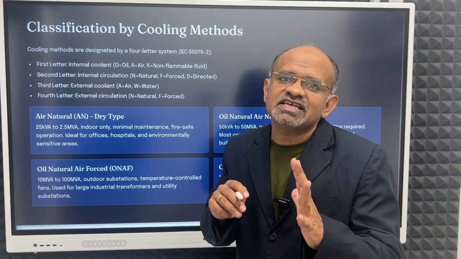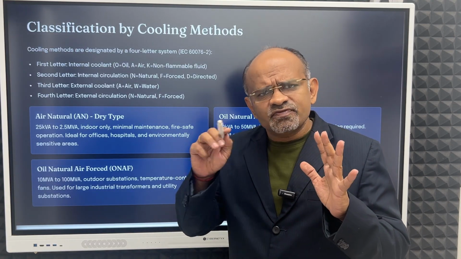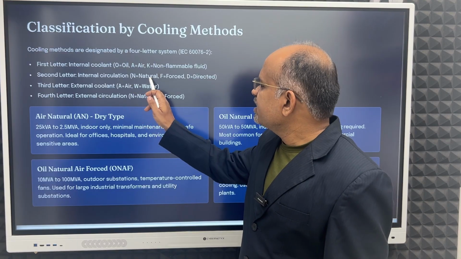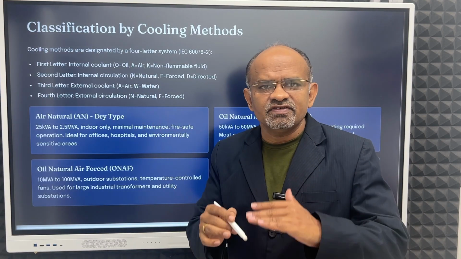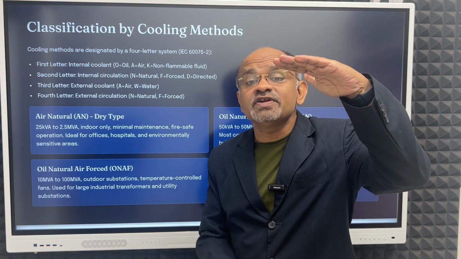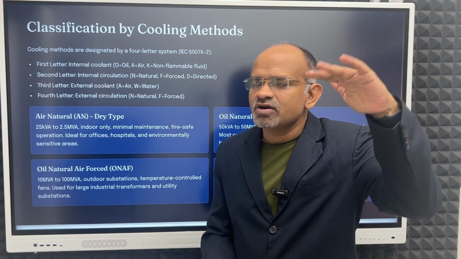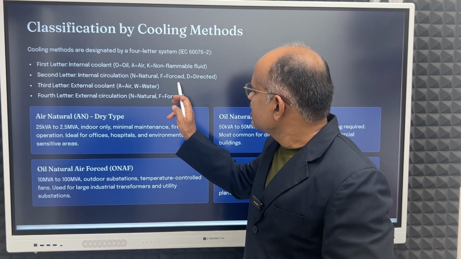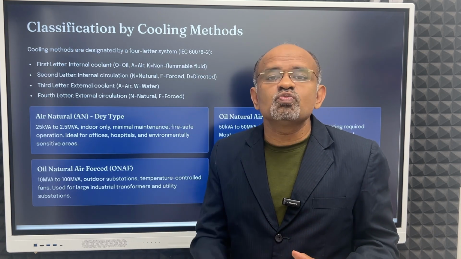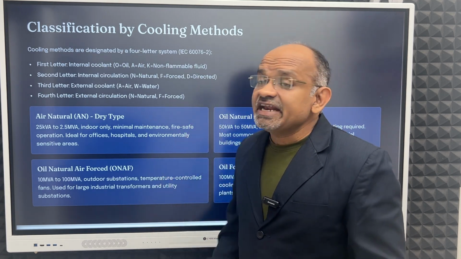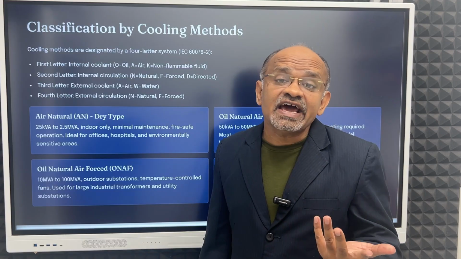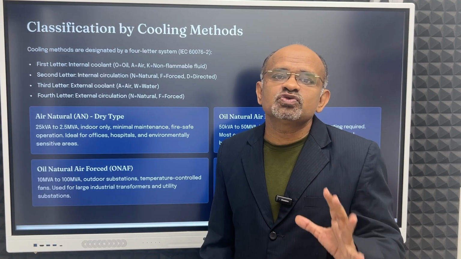Second letter is internal circulation. Now circulation is happening. Sometimes forced circulation, we'll see. Natural, automatically when oil heats up, it will go up, it will become lighter. We have seen in DG how it happens. So natural circulation. Then forced circulation, we use a motor. Then directed, this is something new. What is directed?